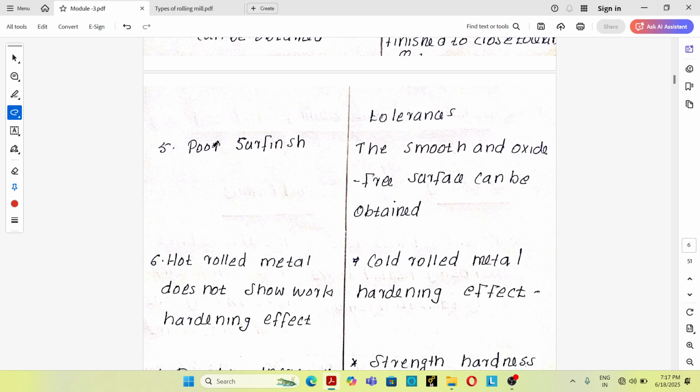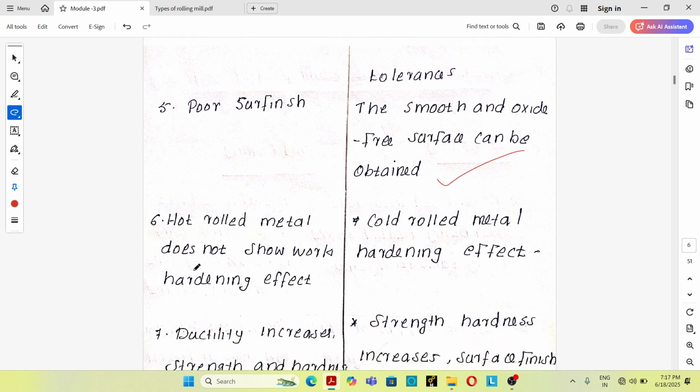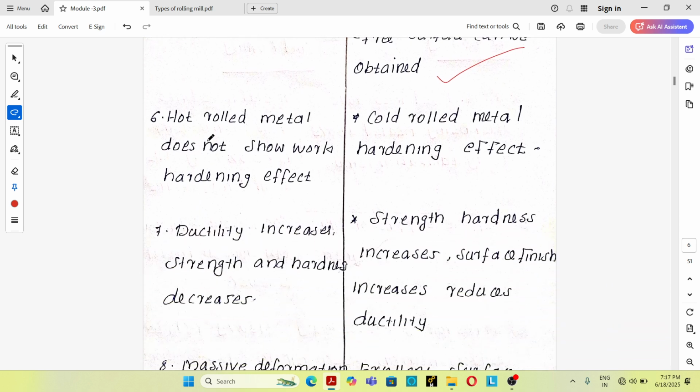Fifth point, hot rolling always results in poor surface finish. Cold rolling results in a smooth surface. Even an oxide-free surface can be produced. Sixth point, hot rolled metals do not show work hardening effect, but cold rolled metals always show work hardening effect.